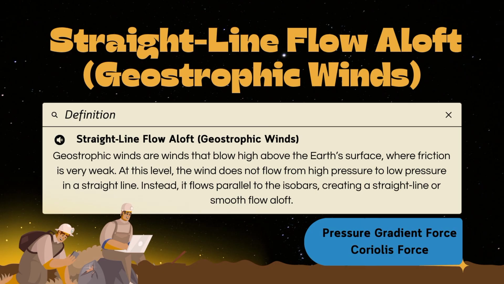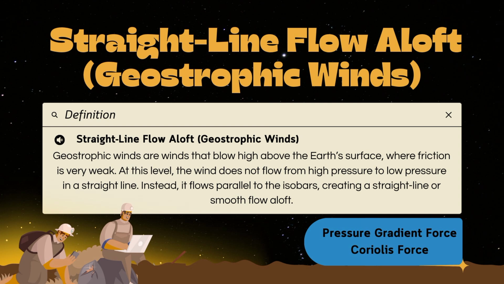Next, we have the straight line flow aloft, or what we call the geostrophic winds. Geostrophic winds are winds that blow straight and parallel to the isobars. When the pressure gradient force and the Coriolis force are equal and opposite, geostrophic winds happen.